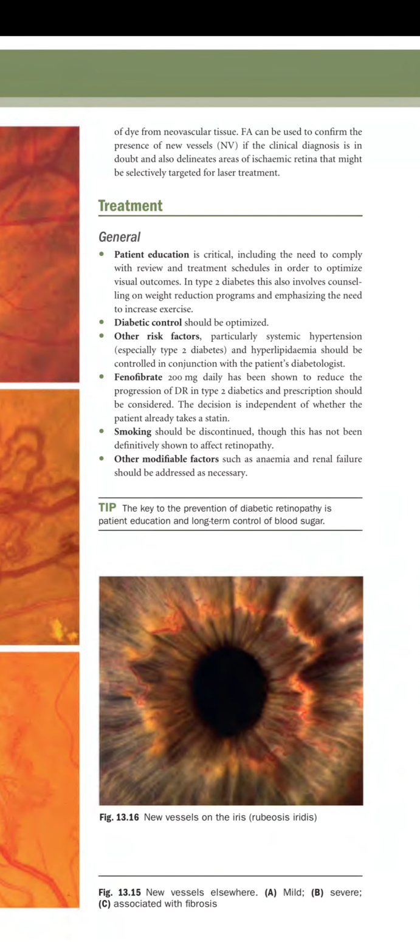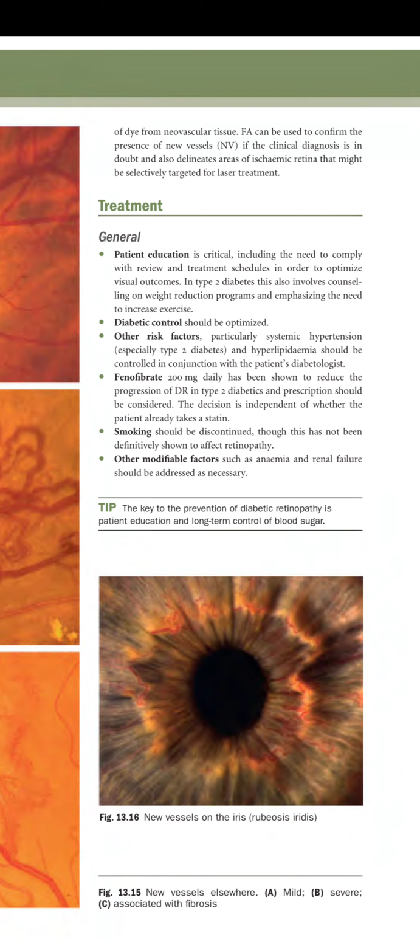First, patient education is critical, including the need to comply with review and treatment schedules in order to optimize the visual outcome. In type 2 diabetes, this also involves counseling on a weight reduction program and emphasizing the need to increase exercise. So you have to counsel for reduction of weight and as well control of diabetes. Diabetic control should be optimized.